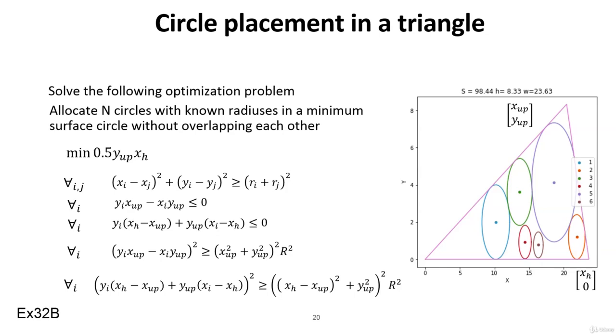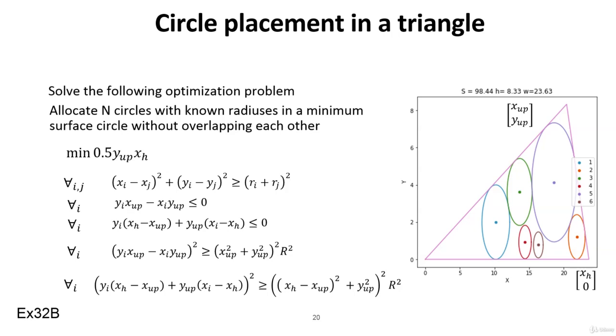In these examples, we already know the radius of all circles, and we have n circles, and we want to place them inside the triangle at minimum surface without overlapping each other. So we have to write down some constraints to describe the problem.